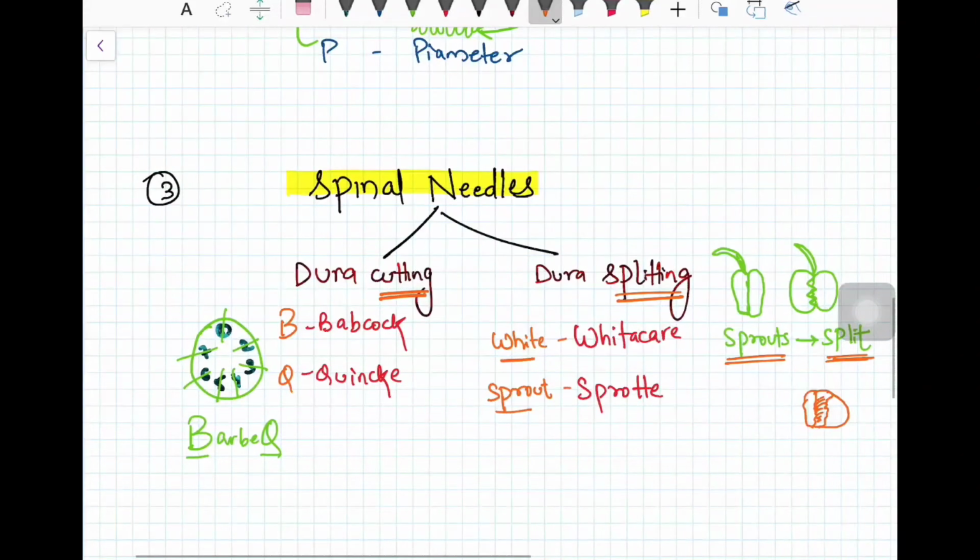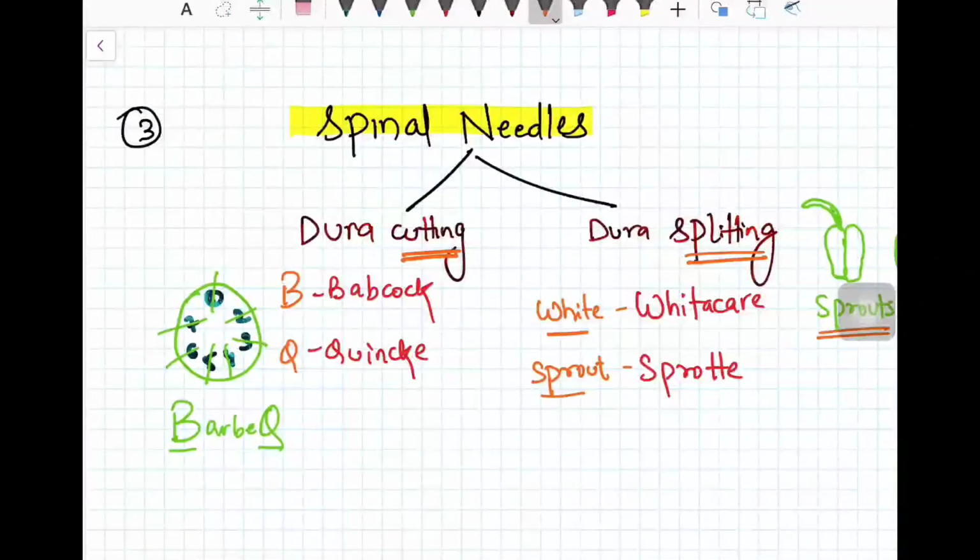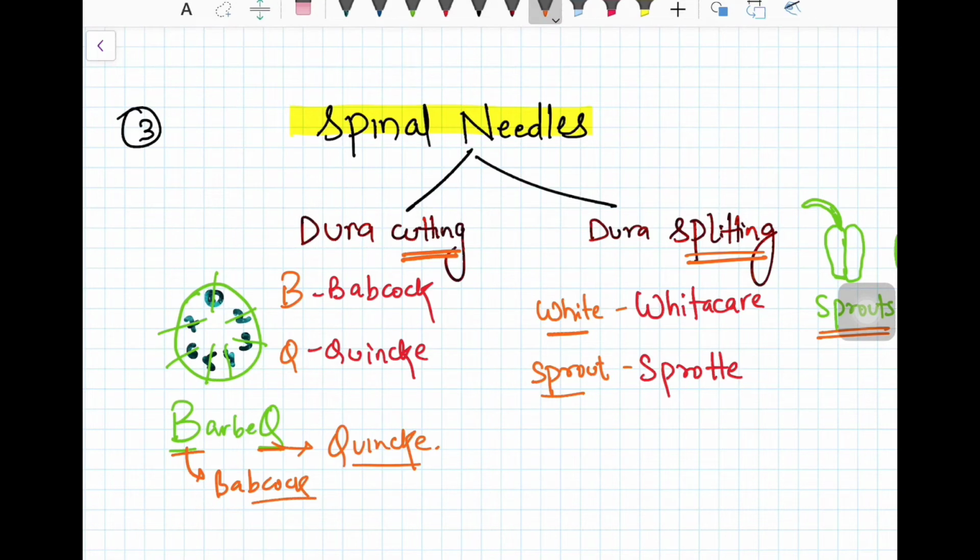Okay. Now dura cutting. You must have gone to a barbecue where there are a lot of items kept at the table, and you can have all or none. But obviously we are greedy, so we start tasting everything that is on the table, won't leave even a single thing. Yaar, we paid the money, why leave anything. So we'll cut everything. So in barbecue we cut. So B and Q. B says we get Babcock and Q says we get Quincke. Babcock and Quincke. These are the two needles which are dura cutting needles.